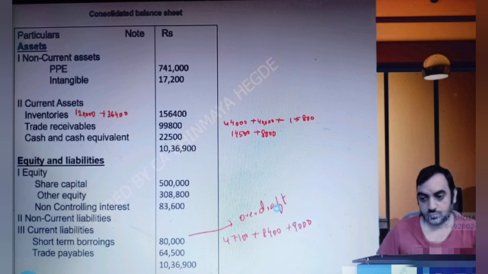Okay, so we know the format of what we are going to do. Fair value adjustment, that is whatever PPE we have, plant and machinery. We'll do it as per subsidiary company books, as per group books, difference.